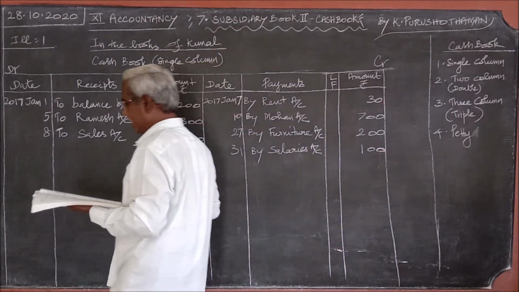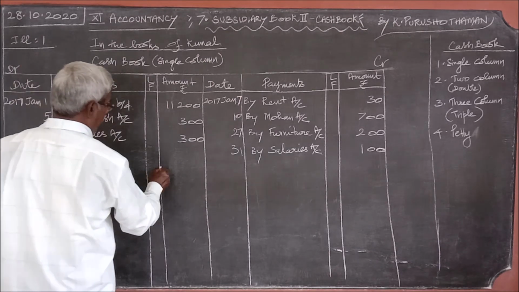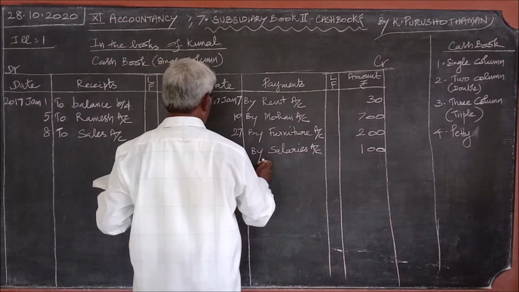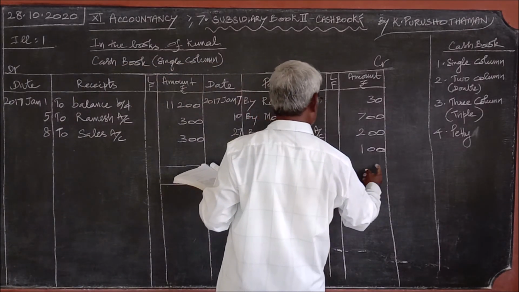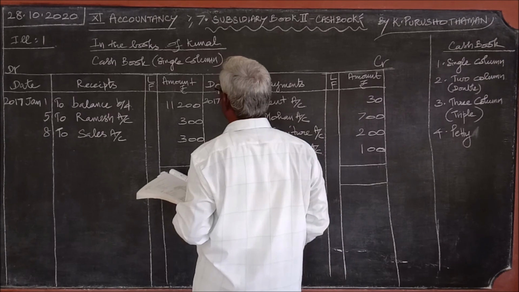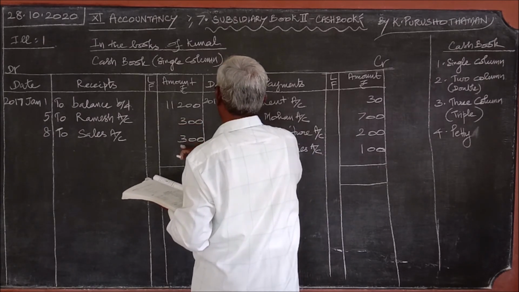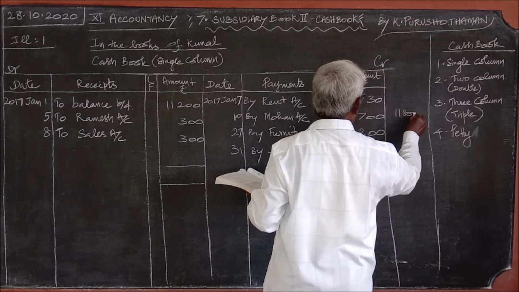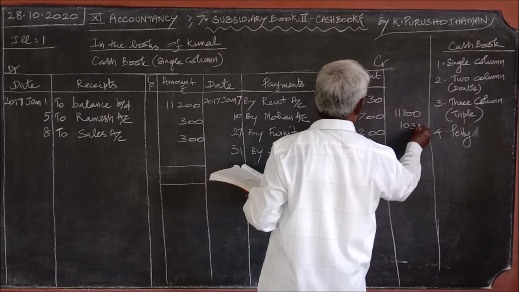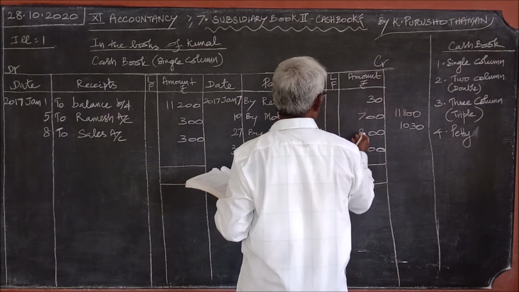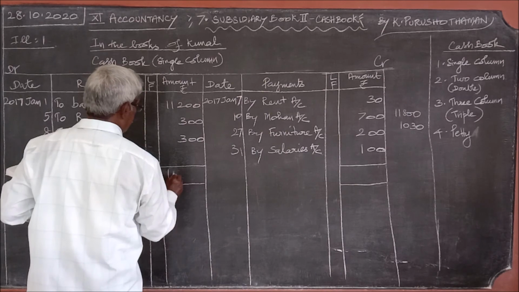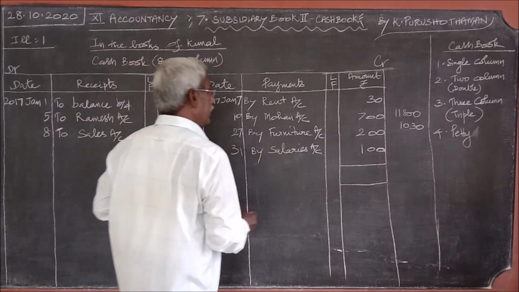As usual, we should close the ledger the way we close it. Here you can find the rough total of both the receipts and the payment side. 11,800. This is the total of the payment side, 1,030 rupees. Therefore, the greater total is 11,800. You write the greater total on both sides.